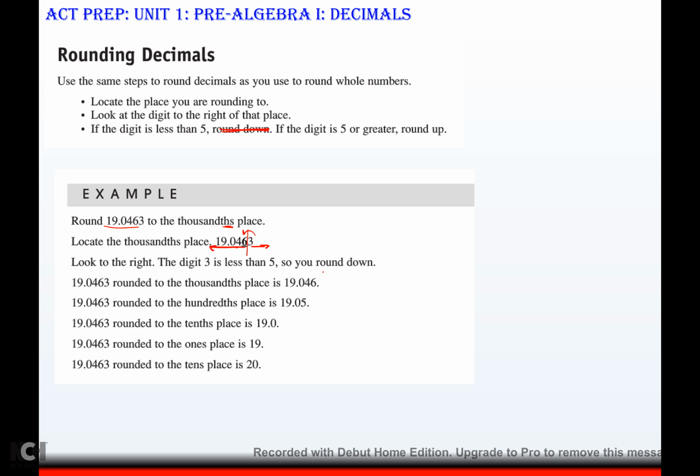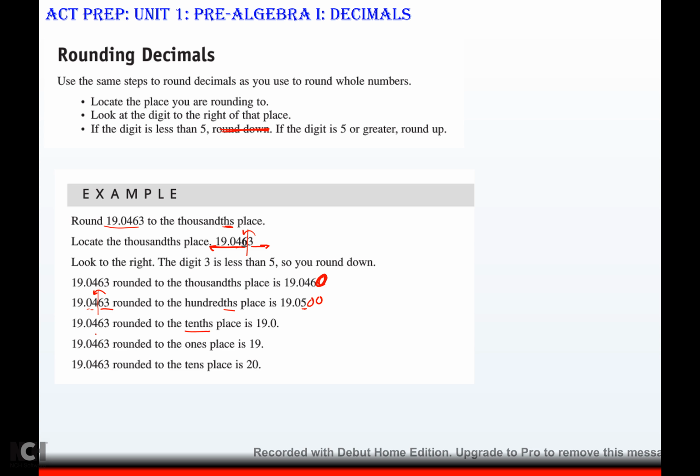Notice when they write it, they don't actually put that other 0 on there. You can, but if it's behind a decimal at the very end, you don't typically leave them on there. Alright, so if I take the same number, 19.0463, and I round it to the hundredths place, that's the 4. So the 6 is going to bump that 4 up to a 5, and these will turn to zeros. But again, they don't write those two zeros, but you could.